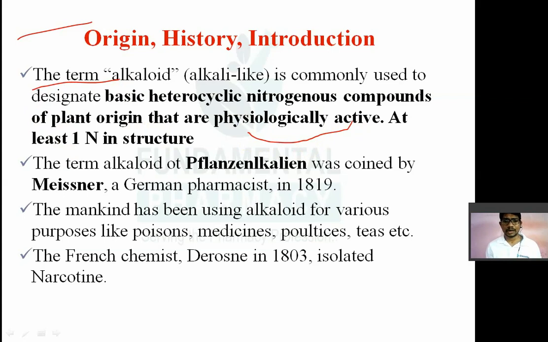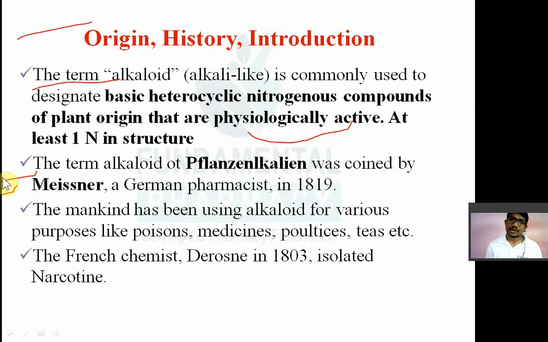Now, the term alkaloid was coined by the scientist Meissner, a German pharmacist, in 1819. He coined the term "alkaloid", originally "pflanzenalkali". The term alkaloid was coined by Meissner. Remember this, it can be asked in various exams.